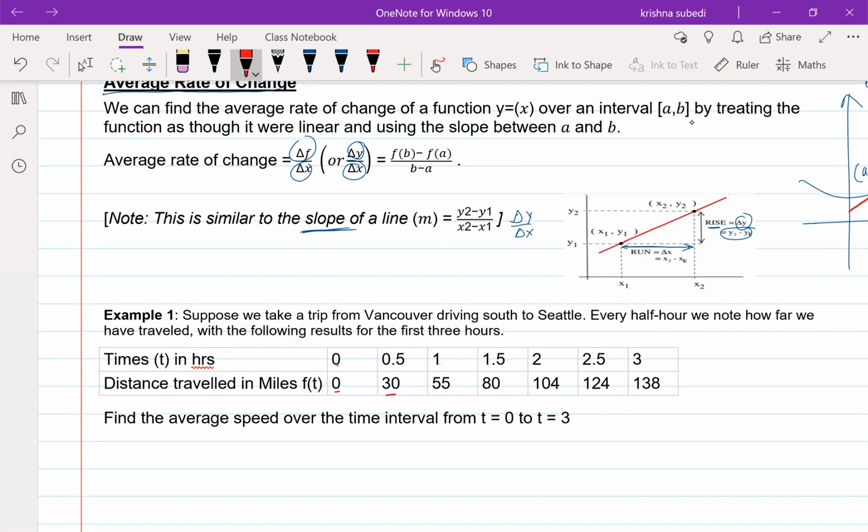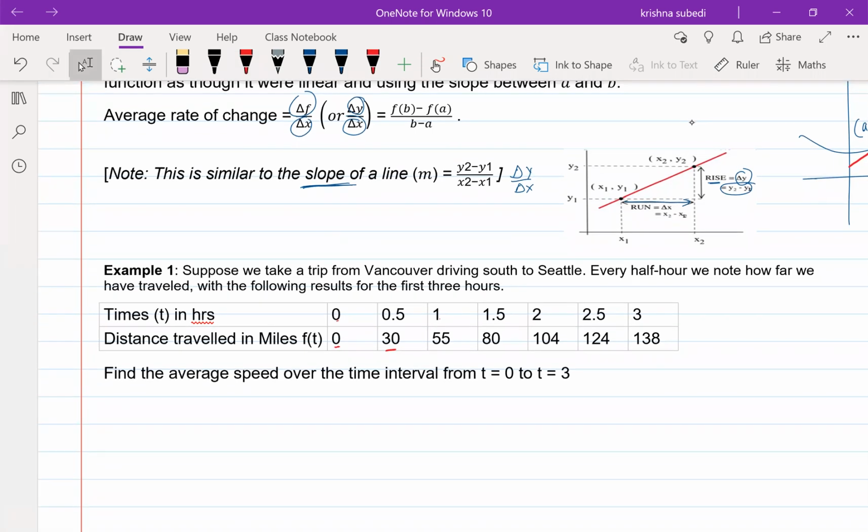Here we need to find the average speed over the time interval from t equals 0 to t equals 3. So the time interval is between t equals 0 and t equals 3. In other words, this is your a, the starting point, and this is your b. Basically average speed is given by f of 3 minus f of 0 over 3 minus 0.